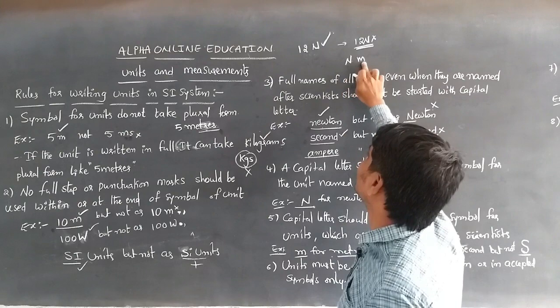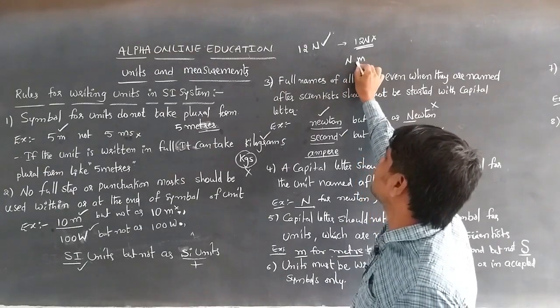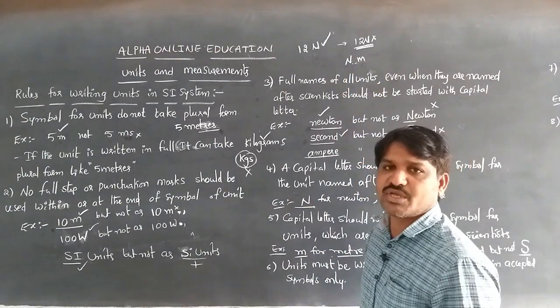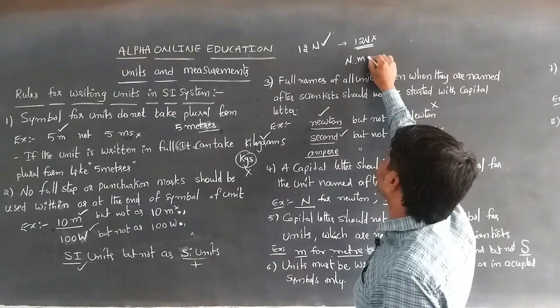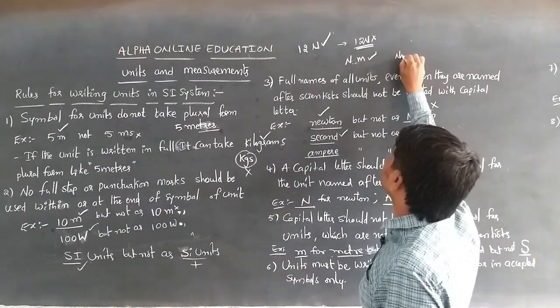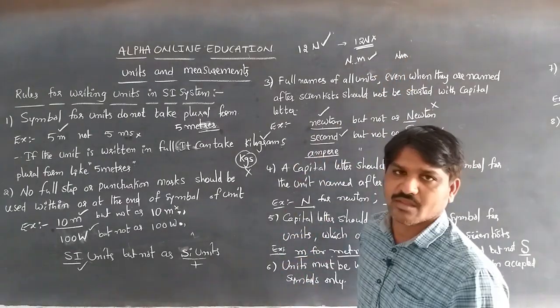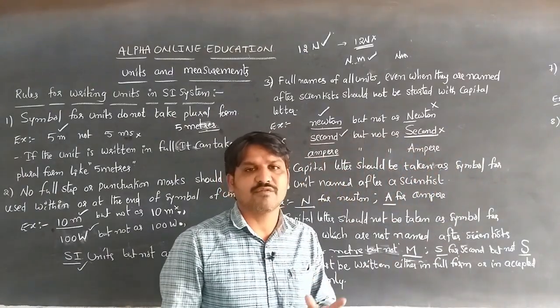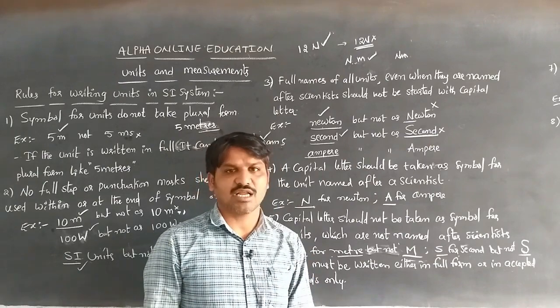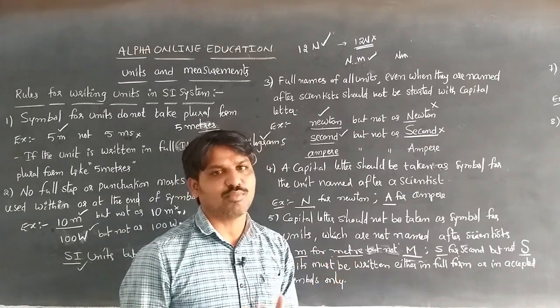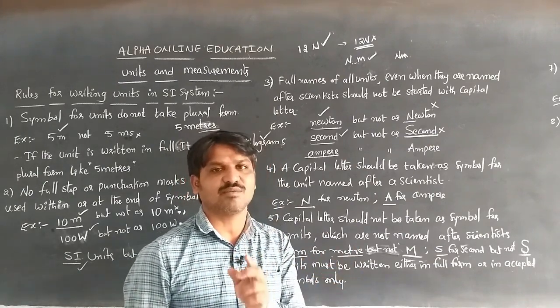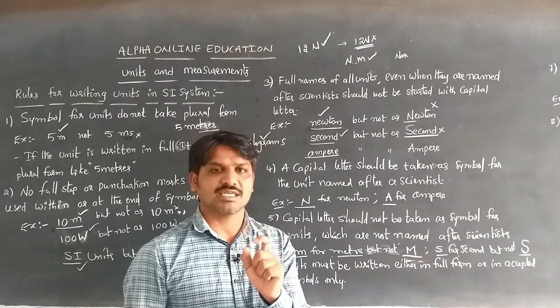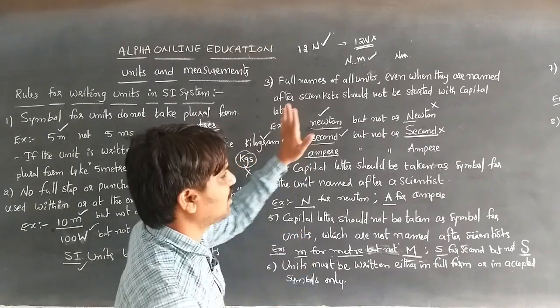Newton symbol is there, meter symbol is there. So some space should be given between the compound units also. This one is correct; if we write it the other way, it will be wrong. Whenever we write, some space should be left between the symbol and the numerical number, and if we take compound units also, some space should be left between the compound symbols, and between the numerical number and the symbol.